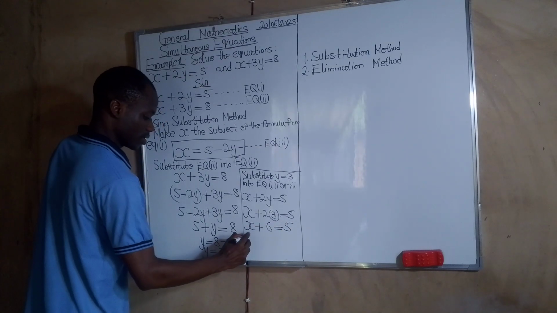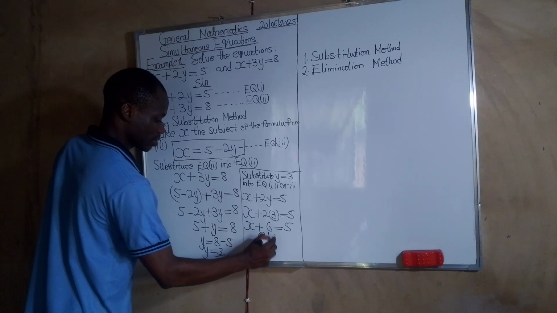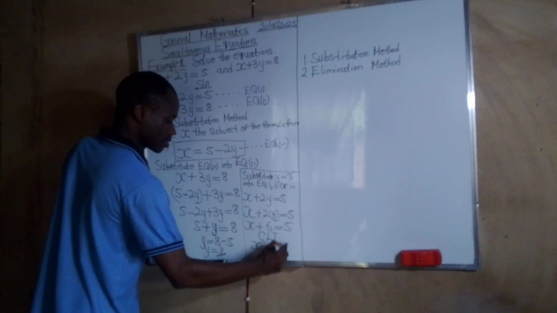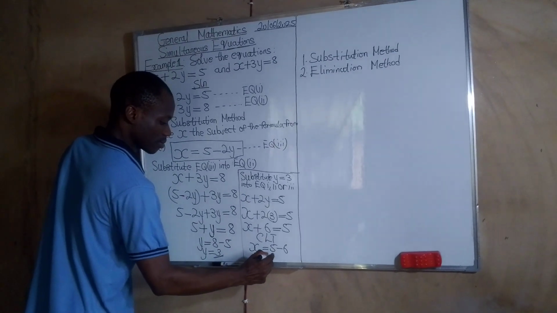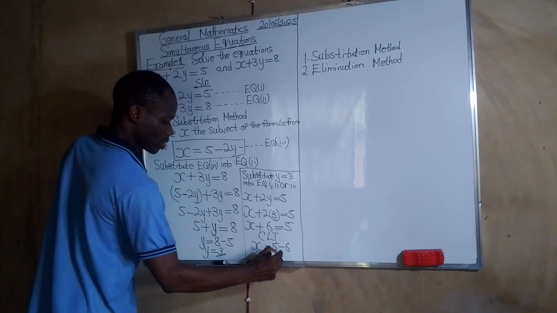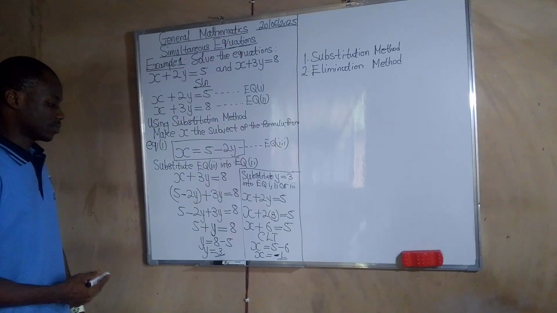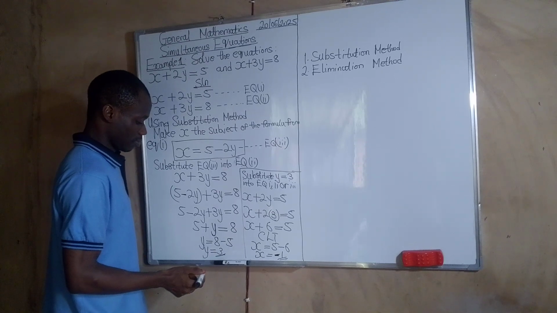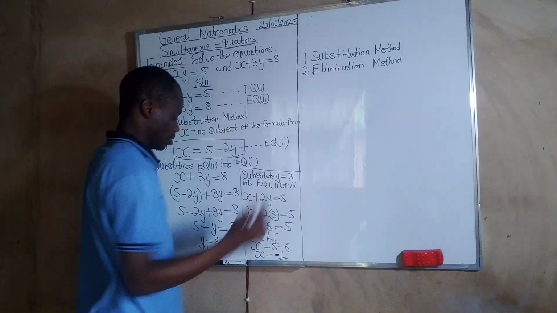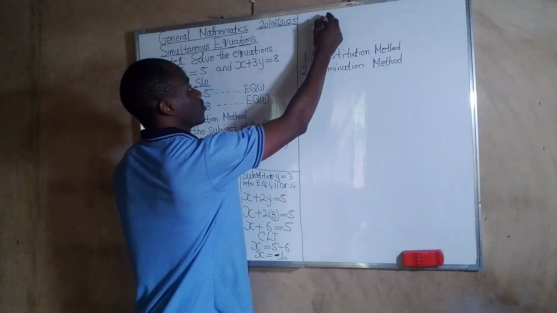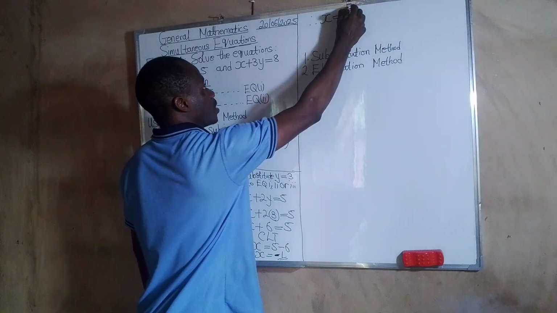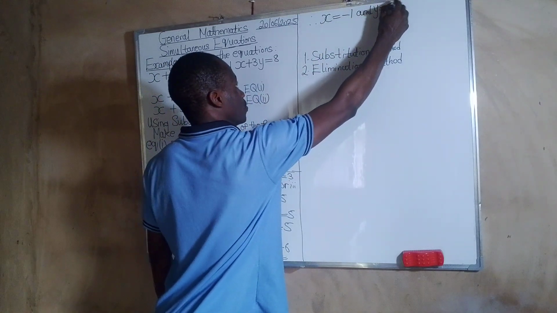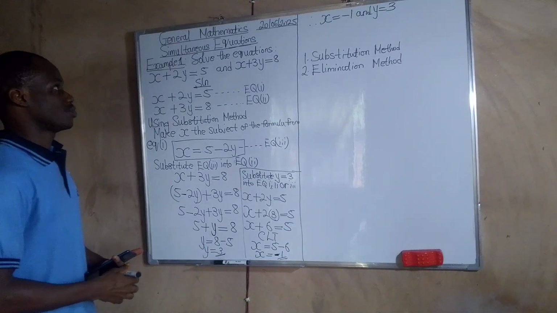So x, you collect like terms, CLT means collect like terms, becomes x is equal to 5 minus 6. So x is equal to minus 1. Right? So now we have gotten x is equal to minus 1, while y is equal to 3. So we can say therefore that x equals minus 1 and y equals 3.